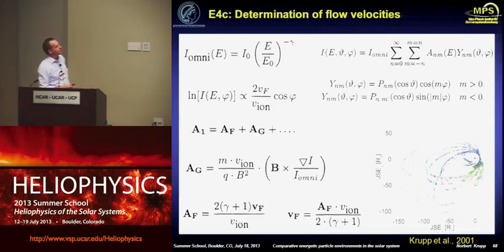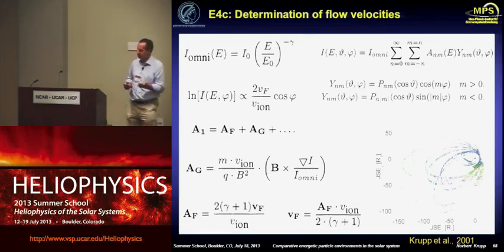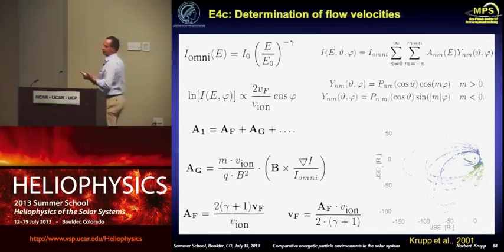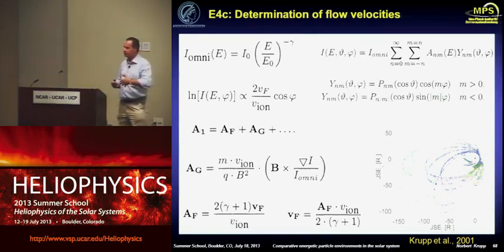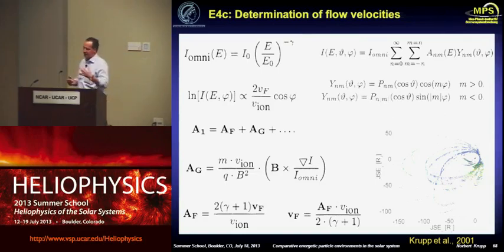And by having different energy channels and different species you can look at, you look at the first order anisotropy, which usually has a couple of components, the flow anisotropy and the gradient anisotropy. But by looking at different species and different energy ranges, you find out that they're all the same, from which you can determine the flow velocity alone.